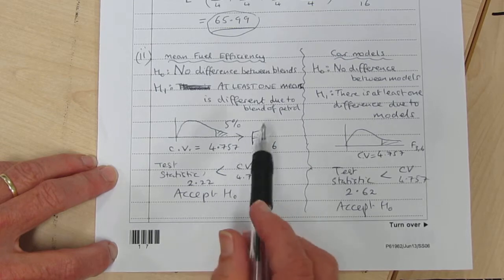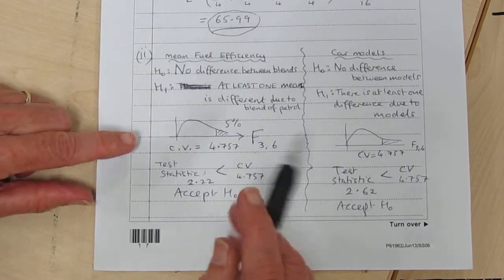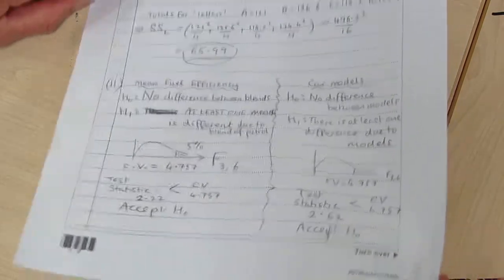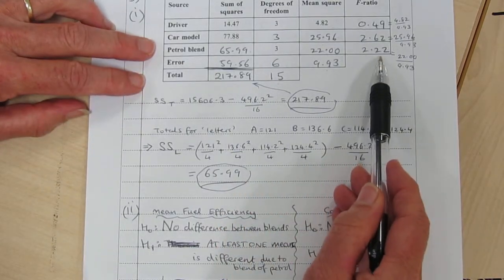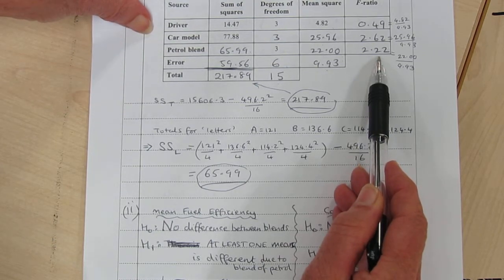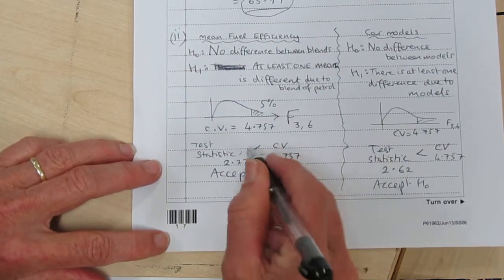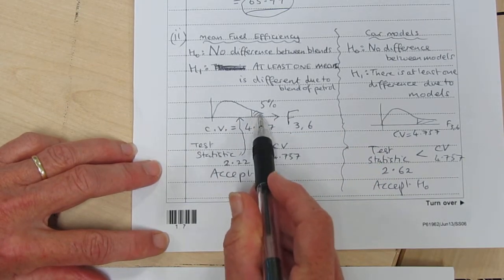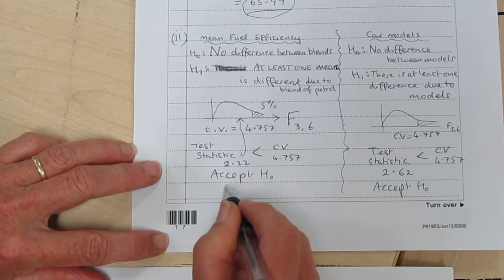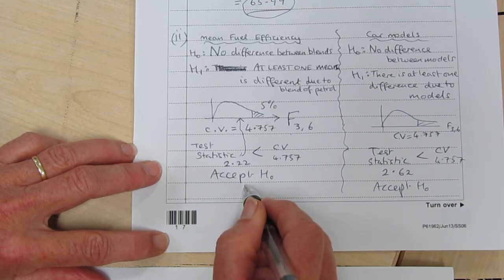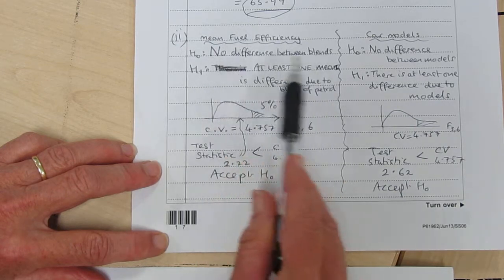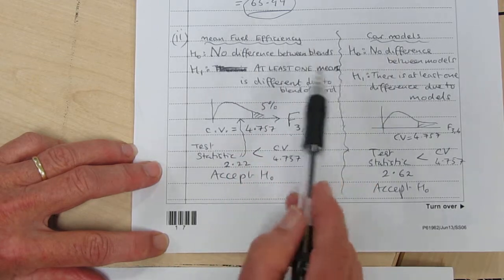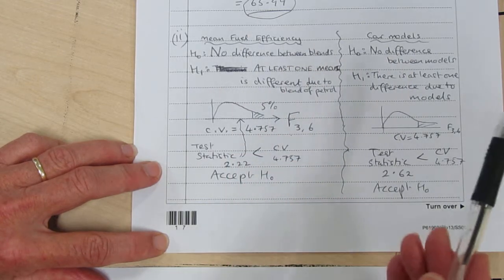Now the test statistic from the table for the blends of petrol blend was 2.22. That's your test statistic. That 2.22 is clearly not in the critical region, so we accept H0. No difference between the blends, no difference in the mean fuel efficiency due to the blends of petrol.